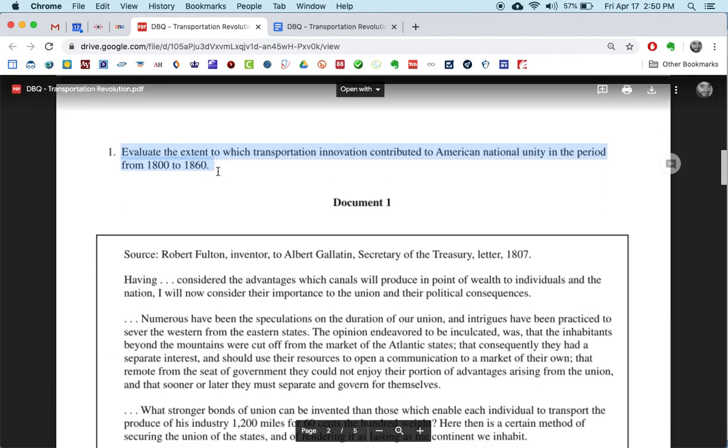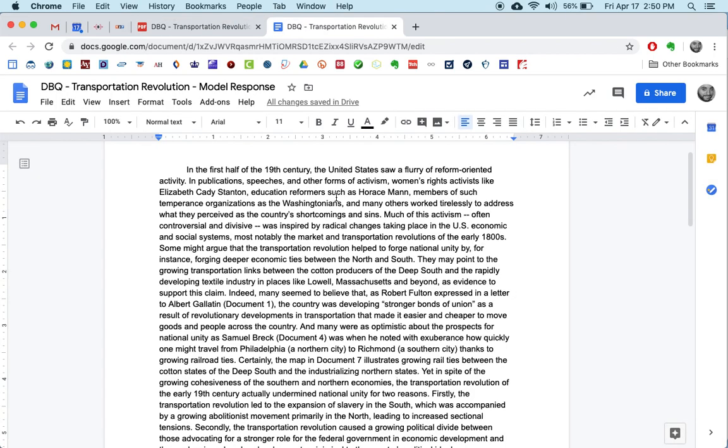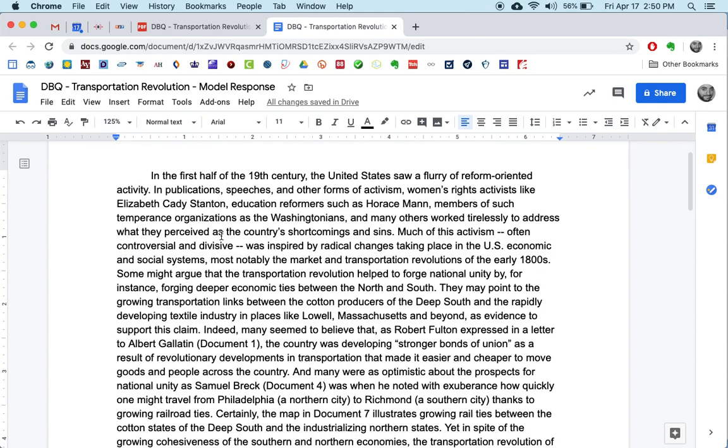The question was, evaluate the extent to which transportation innovation contributed to American national unity in the period from 1800 to 1860. What I went ahead and did was I took a few minutes to write a response. This isn't a beautiful, perfect response. It's not 100% polished, and that's kind of the point. I wrote it quickly so that it more or less mimics something that you might write on the AP exam.